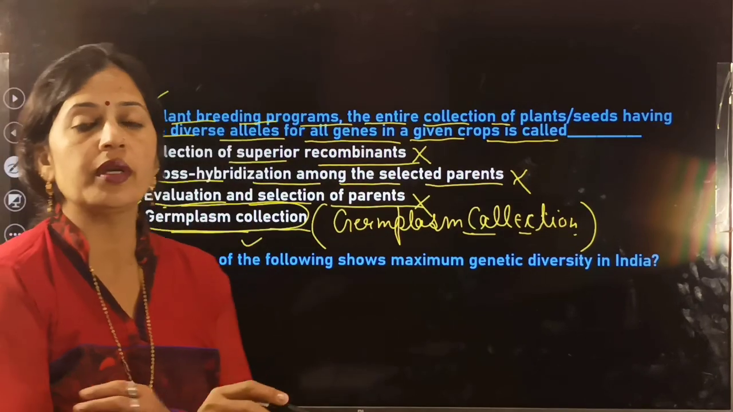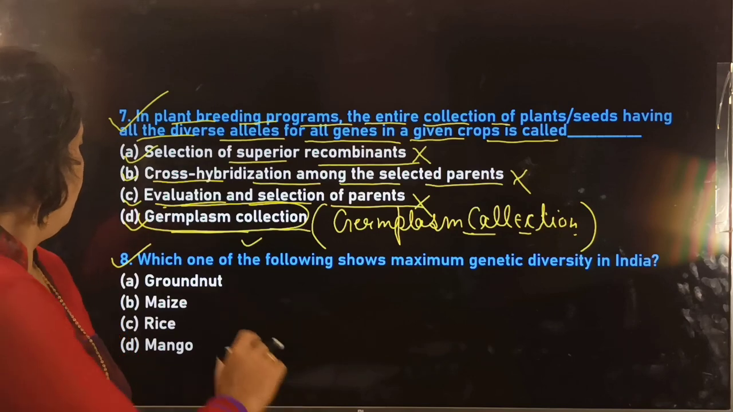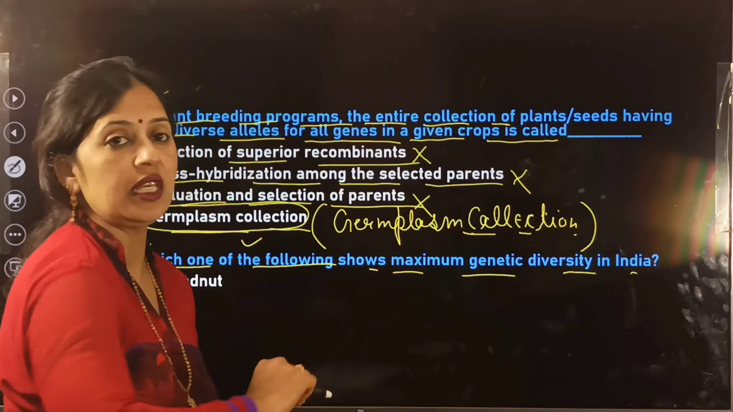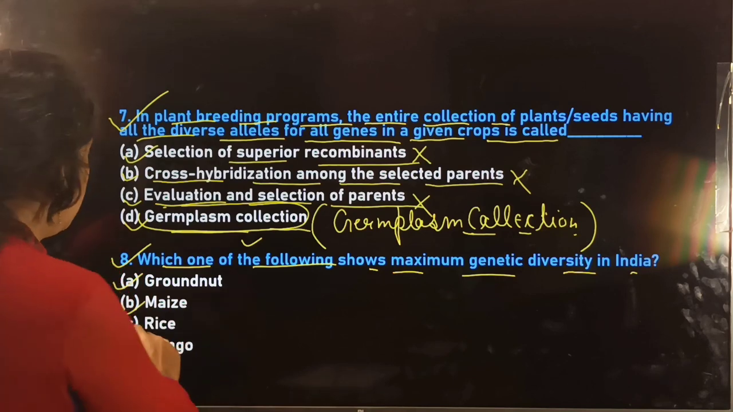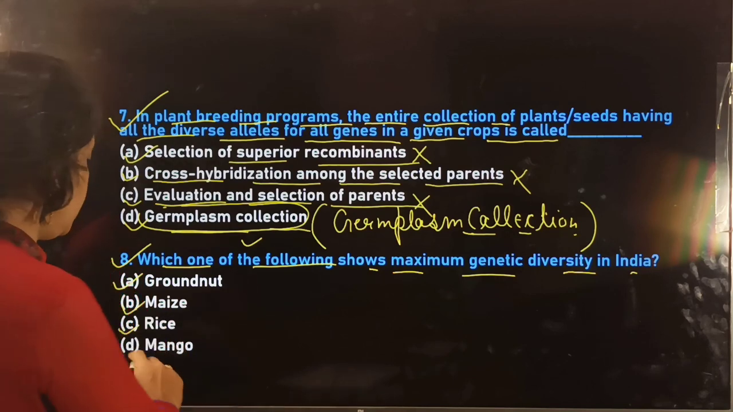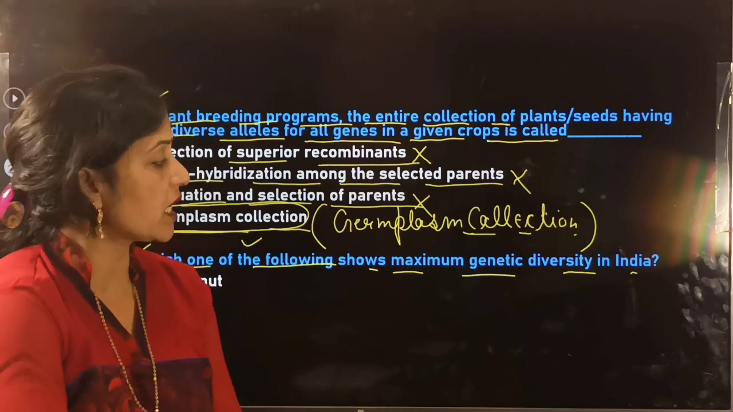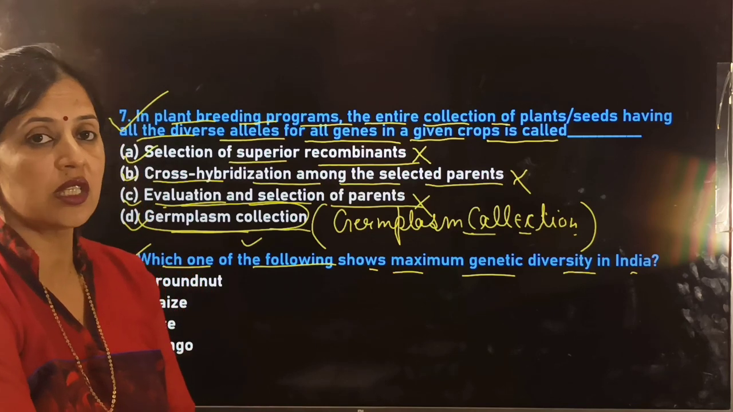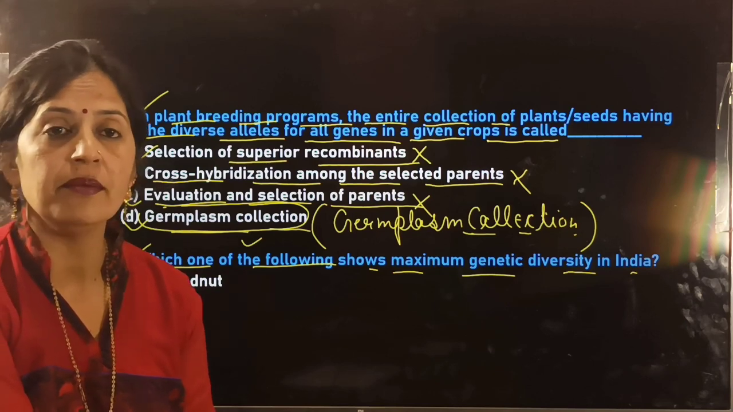Now shift to question number 8. And question number 8 is: which one of the following shows maximum genetic diversity in India? Options are A, groundnut; B, maize; C, rice; and D is mango.